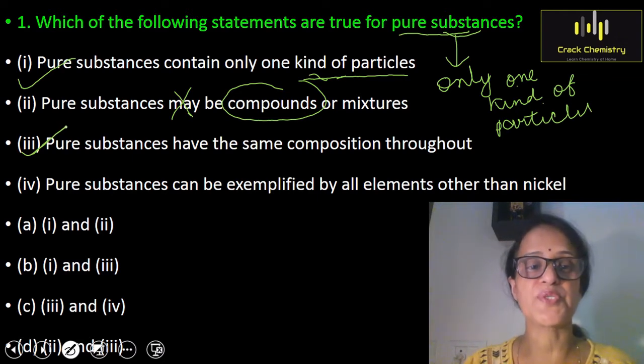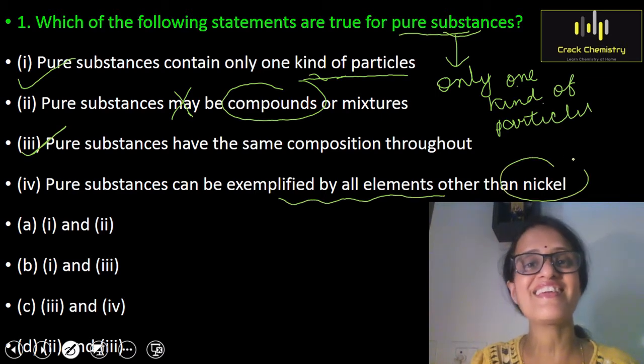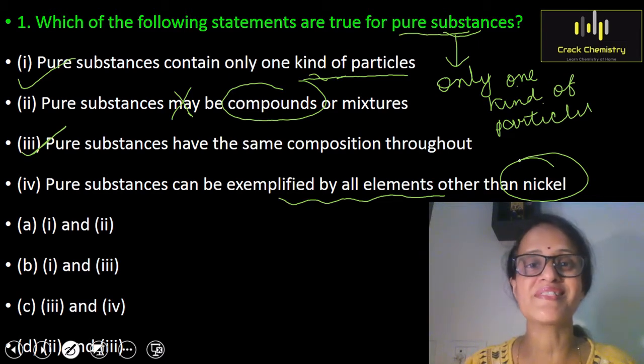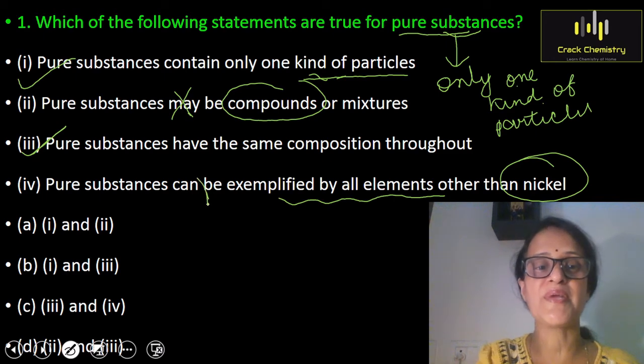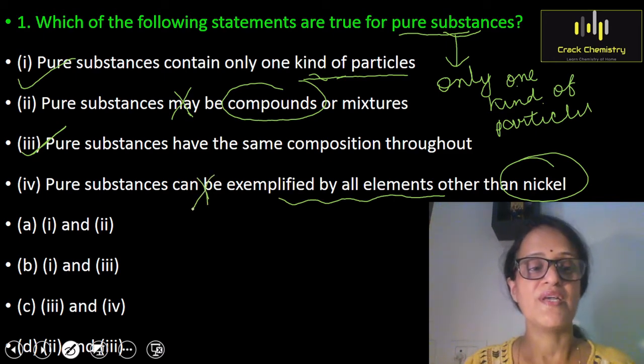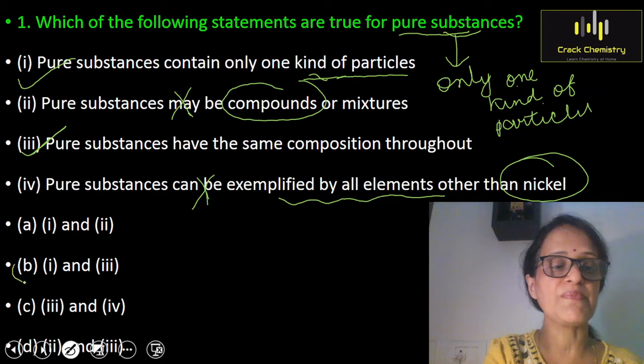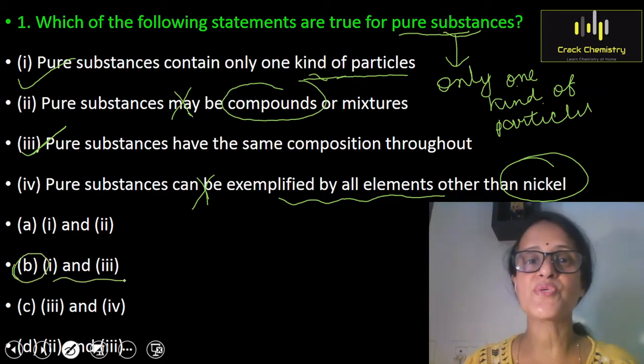Now look at the fourth option. Pure substances can be exemplified by all the elements other than nickel. Children, this is the wrong statement because there is no doubt that all the elements are pure substances. But what about nickel? Nickel is also an element, so therefore nickel is also a pure substance. So the fourth statement is also a wrong statement. So we will see what is the correct option. First and third options are correct. So this is option B. Option B has first and third. So I hope you understood this question.